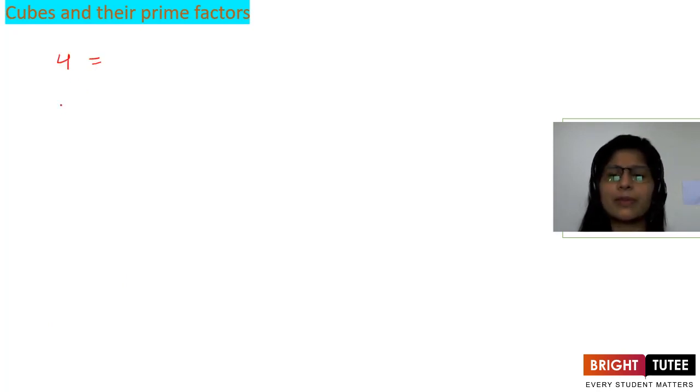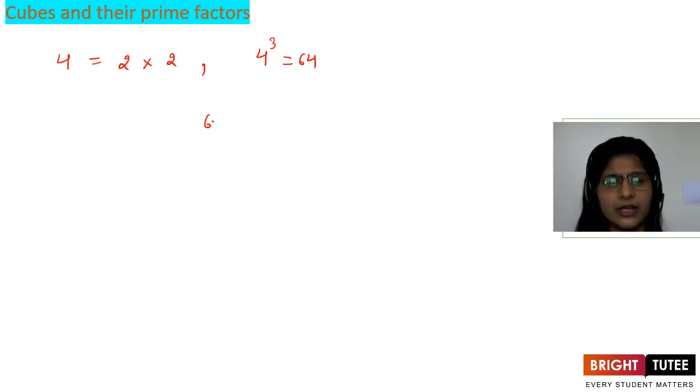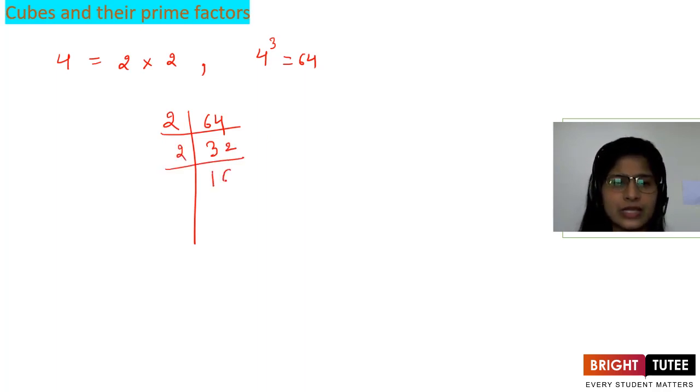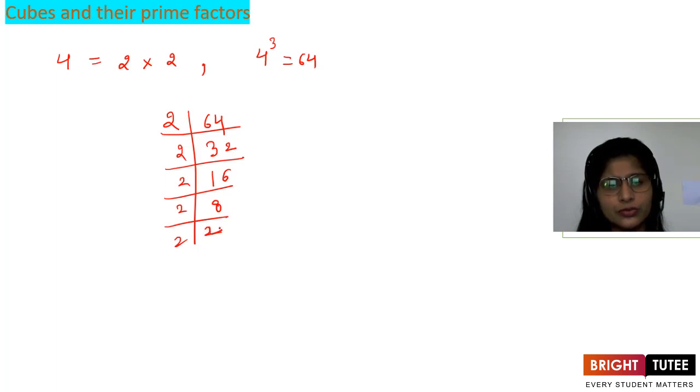What are the prime factors of 4? It is 2 into 2. Let's take the cube of 4. Cube of 4 is 64. Let us do the prime factorization for 64 and make a small observation here. Let's start dividing with 2. 2 3s are 6, 2 2s are 4. Again 2. 2 1s are 2, 2 6s are 12. 2 8s are 16, 2 2s are 4, 2 4s are 8, 2 2s are 4, and 2 1s are 2.